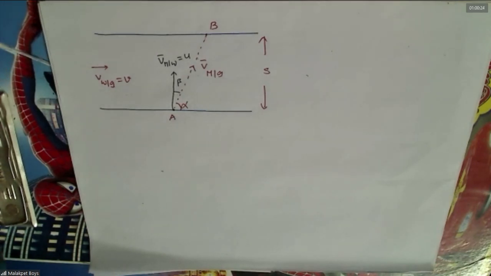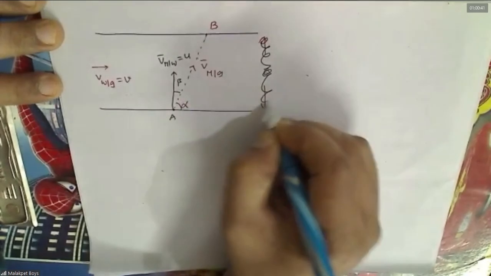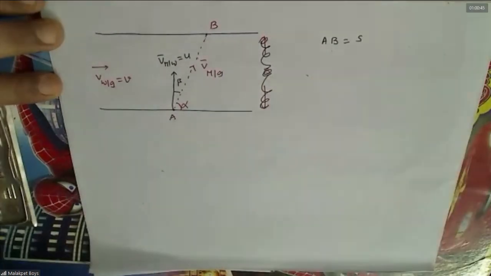Sir, he gave the distance between AB as S, sir. Yes, sir. He said the distance between A and B is S. Yes, sir. Correct.